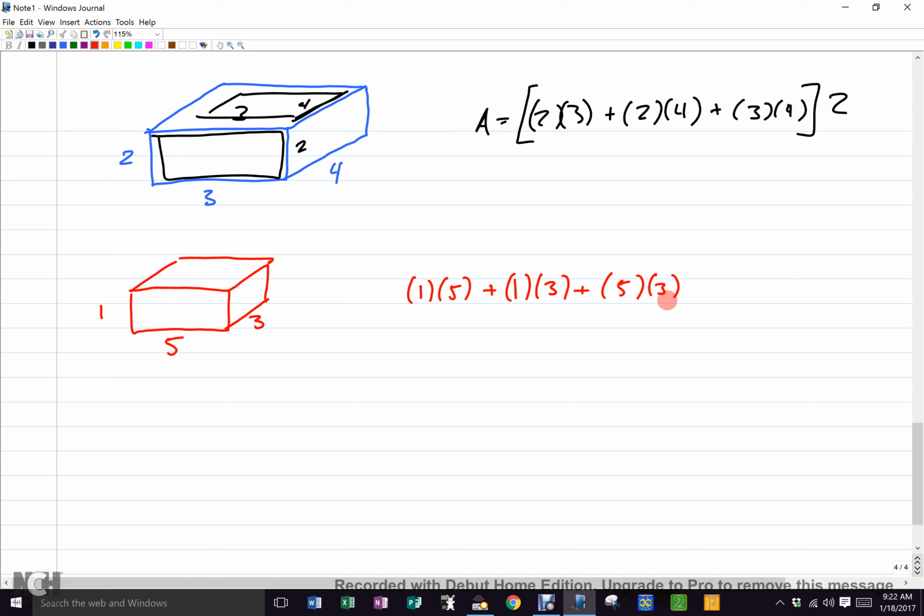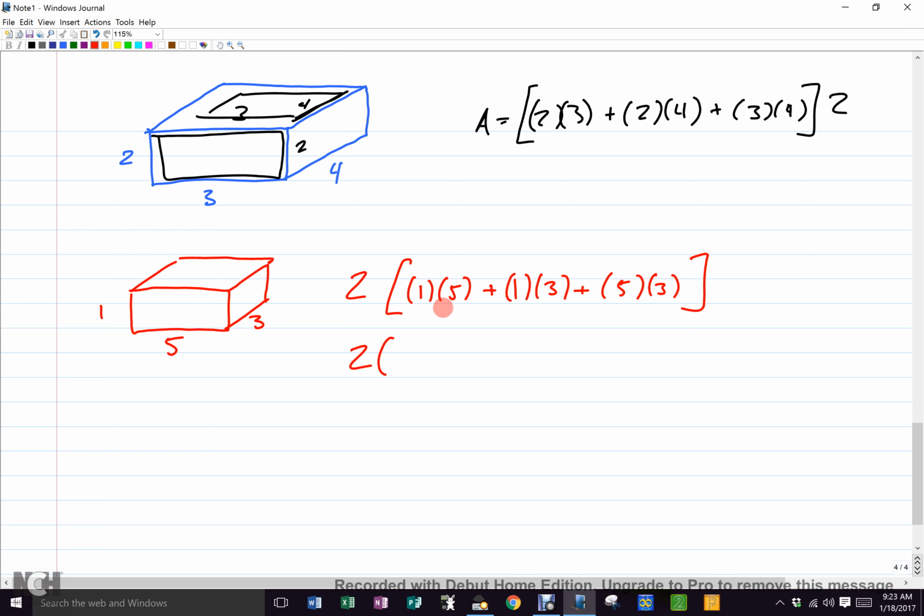But how many rectangles are there really? There's 3 that we can see plus another 3, because there's a top and bottom, front and back, and side and side. So what do I need to do to that whole number? Multiply it by 2.